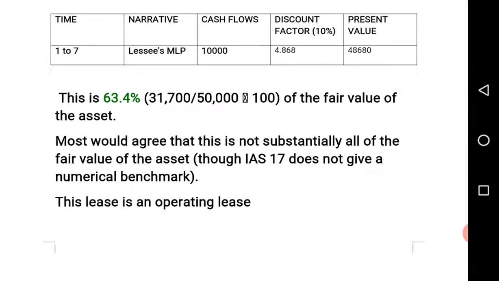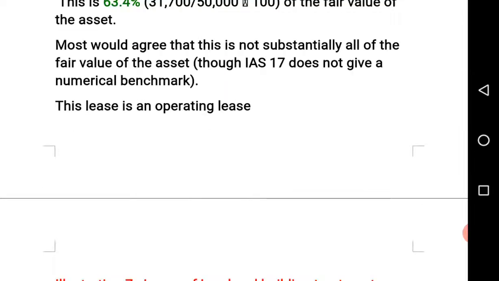It says most would agree that this is not substantially all the fair value of the asset, though IAS 17 does not give a numerical benchmark for the word substantial. It's left to our discretion. The lease is an operating lease, so once it's not substantial, you classify it as an operating lease when you've looked at the other conditions which we listed out in part 1.